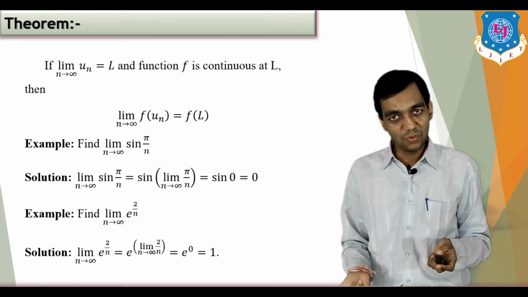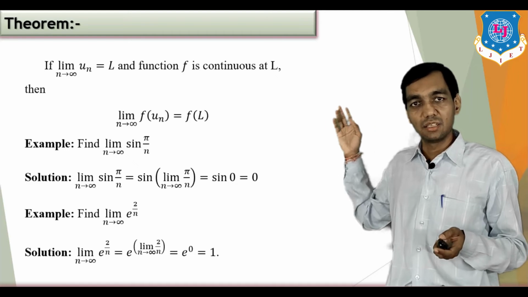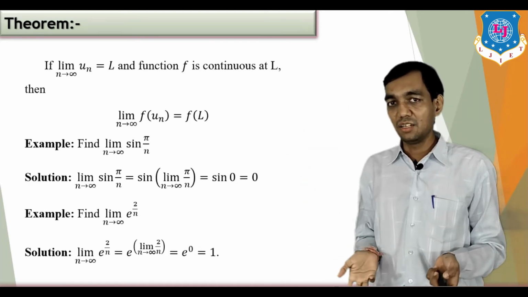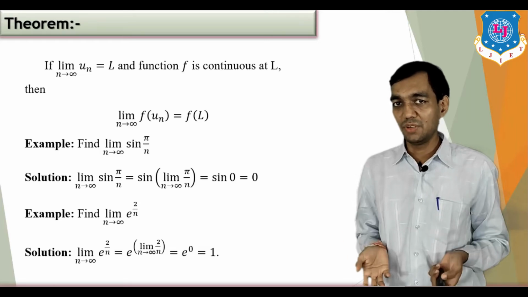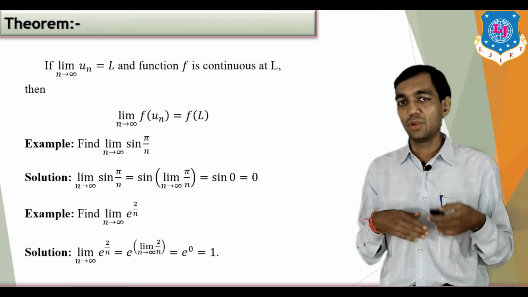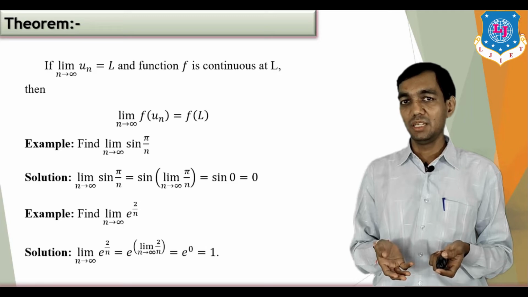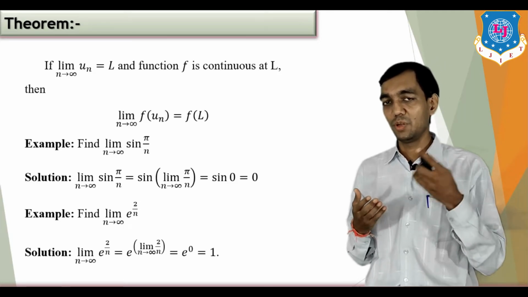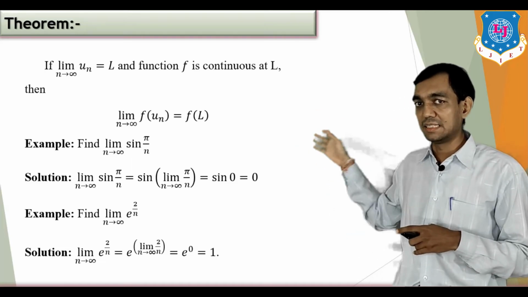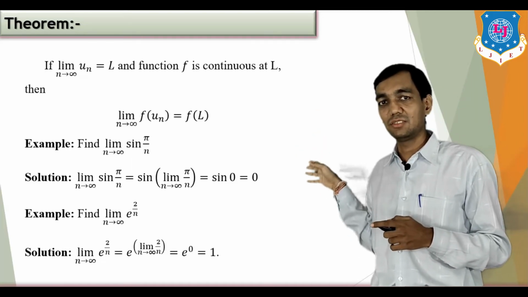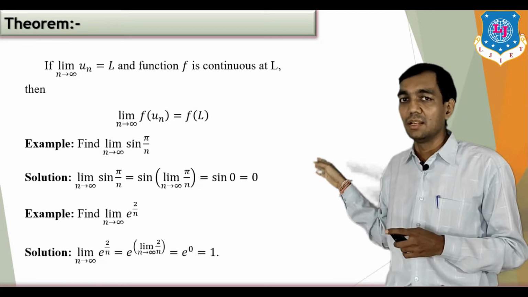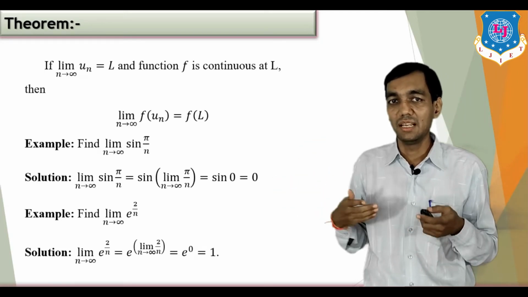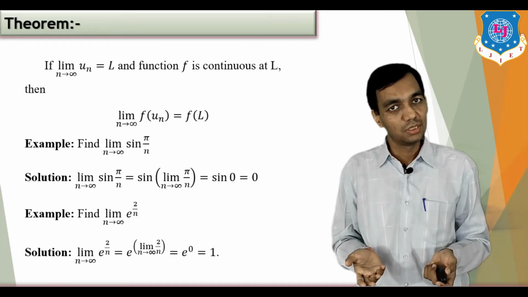So the first example we are going to see is the limit n tends to infinity of sine of pi by n. Here sine is a continuous function at every point, which we are already aware of. So if you apply the limit n tends to infinity to sine pi by n, then since sine is continuous, the limit goes inside and you get sine of limit n tends to infinity pi by n. Applying the limit, pi upon infinity has a value 0, so you will have sine 0, and sine 0 has a value 0.